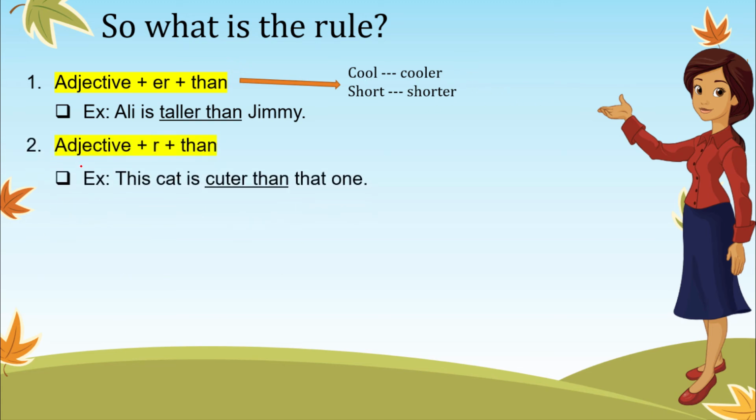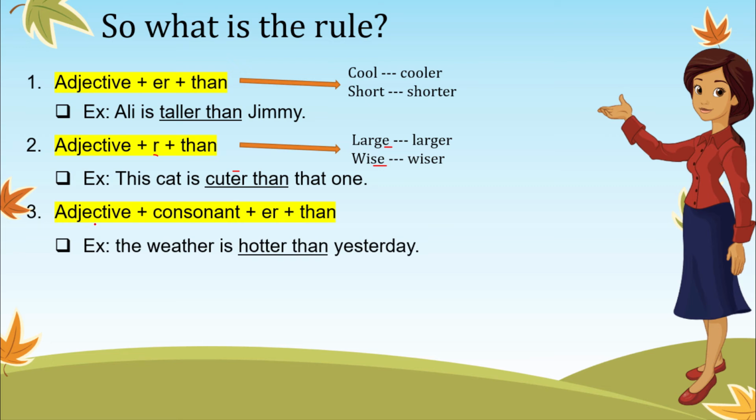Number 2, adjective plus r. Just r, not er. Just r plus than. This cat is cute. This is the adjective cute. So because we have e here, we just add r. Other examples include large, we have e, larger. Wise, we have e, wiser, etc.